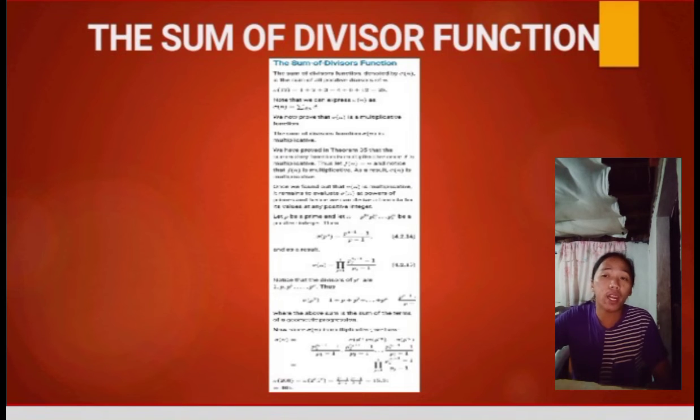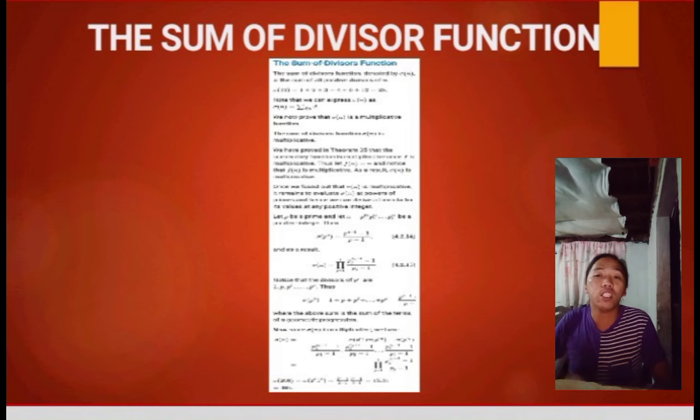Now, since σ(n) is multiplicative, we have σ(n) equal to σ(p_1^a_1) multiplied by σ(p_2^a_2) all the way to σ(p_t^a_t), which is equal to (p_1^(a_1+1) - 1)/(p_1 - 1) times (p_2^(a_2+1) - 1)/(p_2 - 1) all the way to (p_t^(a_t+1) - 1)/(p_t - 1). In short, it is the product over j = 1 to t of (p_j^(a_j+1) - 1)/(p_j - 1).